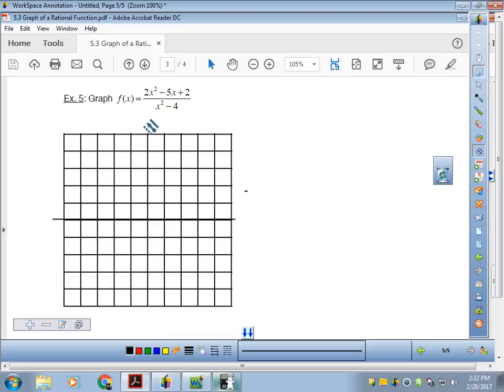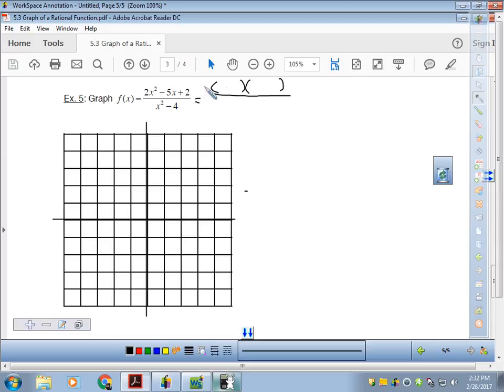Let me redraw that really quick. Alright, so our next one is f of x equals (2x squared minus 5x plus 2) over (x squared minus 4). First thing to do is try and factor it.